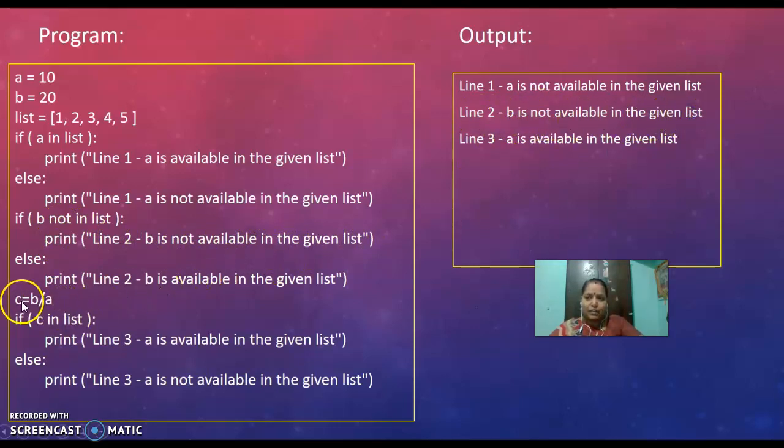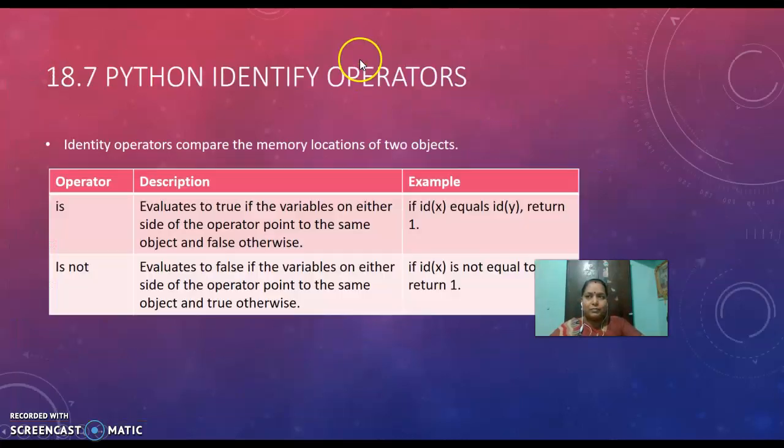Next, c equal to b divided by a. So 20 divided by 10, the value is equal to 2. If 2 in list, you can find the second element here, 2, then this will return true. So print line 3, a is available in the given list. Hence line 3 is printed here, you can see in the output.